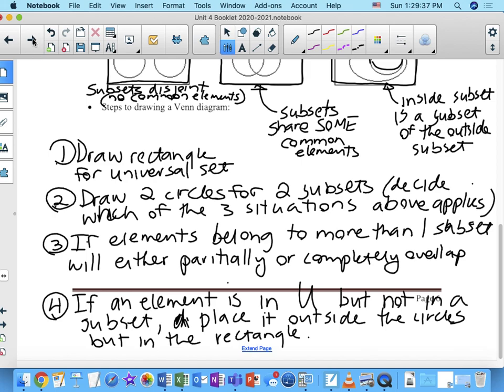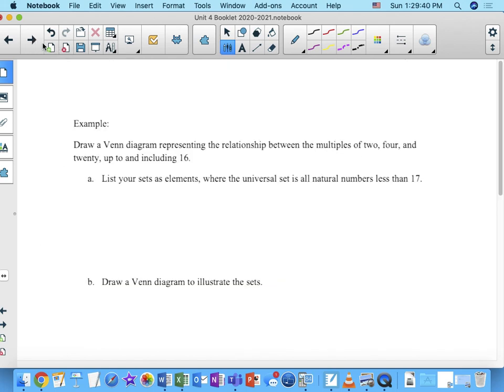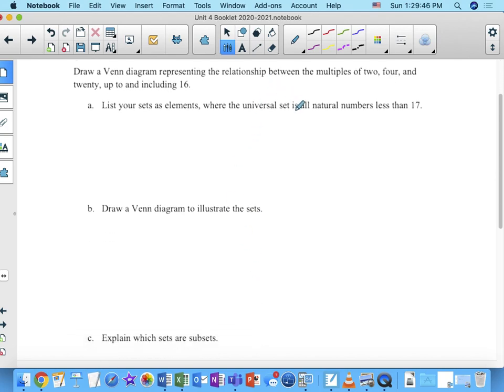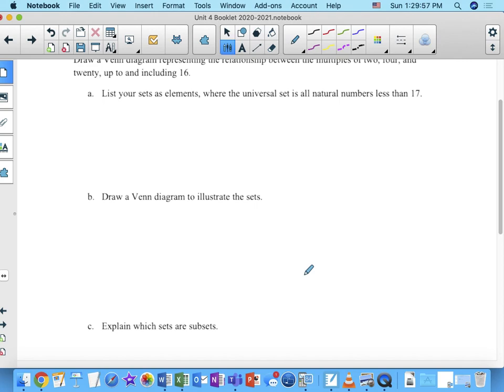All right, so let's try one. Okay, draw a Venn diagram representing the relationship between multiples of 2, 4, and 20 up to and including 16. Okay, so part A, list your sets as elements where the universal set is all natural numbers less than 17. So this is always a good thing to do, right? When you're doing a problem, list all elements in your universal set and list all elements in your subsets. Okay, so our universal set is natural numbers less than 17, so that's 1 to 16.